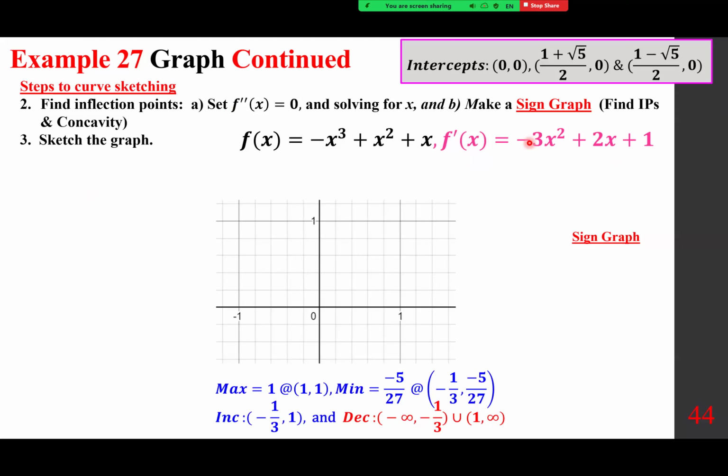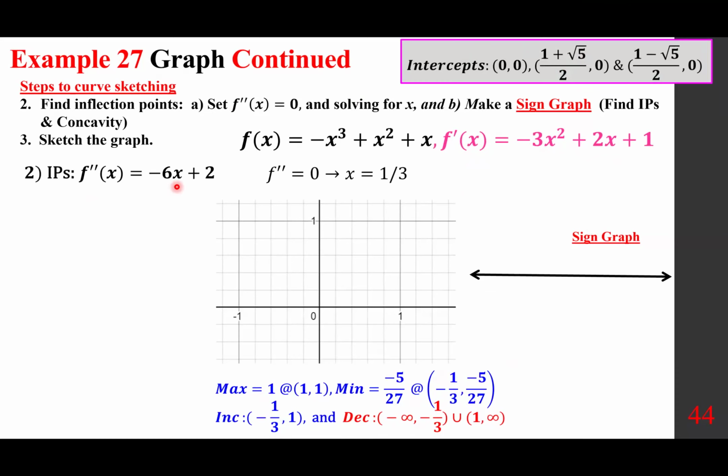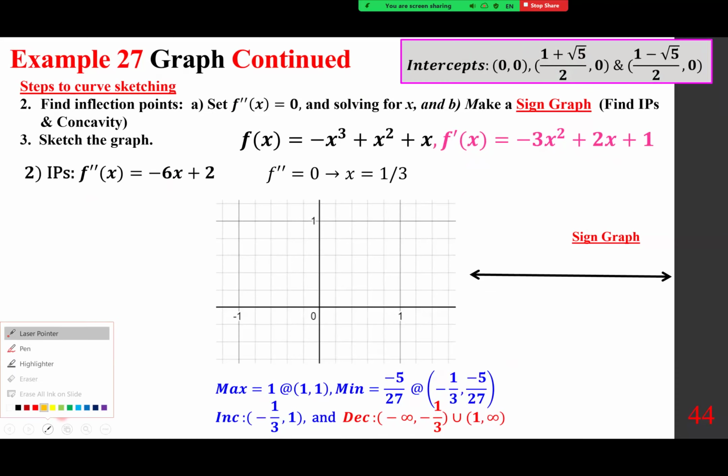So F double prime would be minus 6x plus 2. Again, these are information from the previous page, everybody, okay? I didn't want anybody to miss those. And so F double prime is negative 6x plus 2. And if you set it equal to 0, I hope everybody can see that it becomes 1/3. Just quickly set this equal to 0, 2 equals 6x, and x equals 1/3.